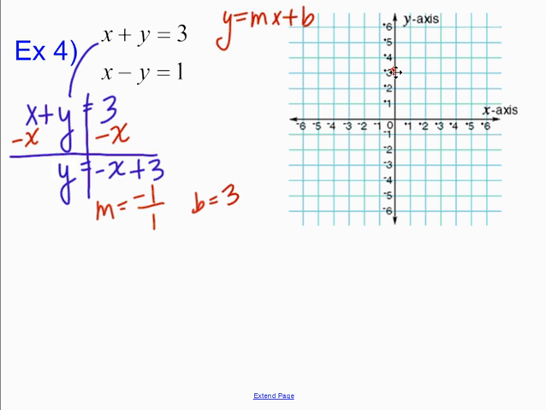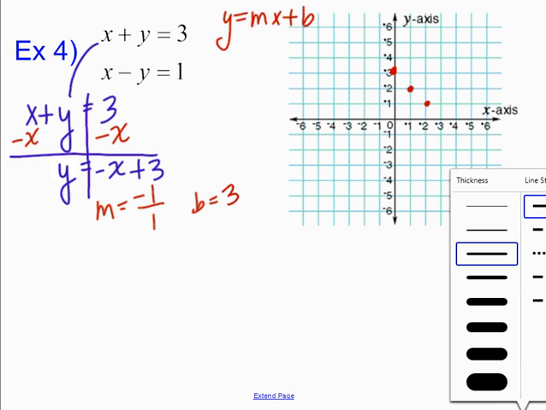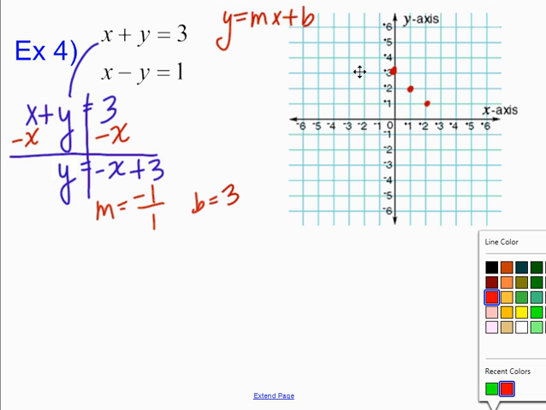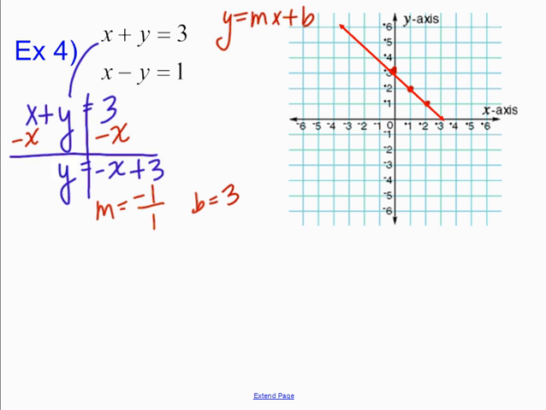So we're going to rise -1, which means we're going to go down, and then we're going to go to the right one. Go down 1 to the right one. And what we're going to do is we're going to draw a line. So let me get one here, and let's make it red to match. And we're going to draw a line right through those points. And we're going to extend our line so that it goes long in both directions, because we don't know where the other line is going to cross. So we want to make sure we give ourselves ample room of where it's going to cross.